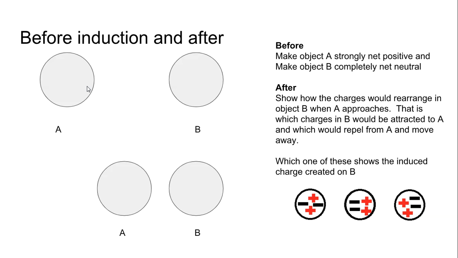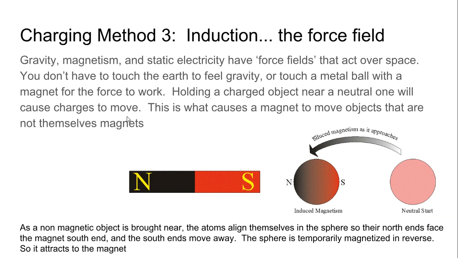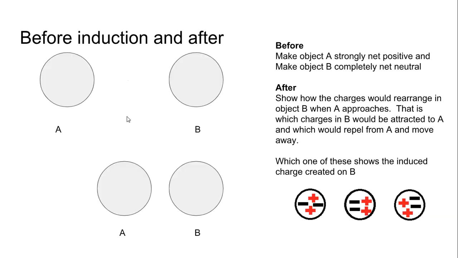Now, for induction, what I want you to do here is make object A strongly net positive. If you think you can do this by watching my solutions, then you can learn to be a good musician by watching someone play guitar. Carry out what I just said. Make this object strongly net positive. Make this one completely neutral. Now, using the idea that I presented here, do the same thing.